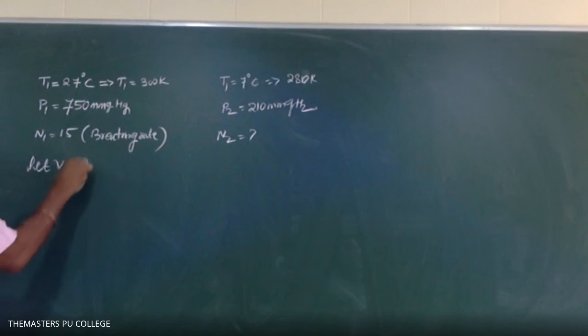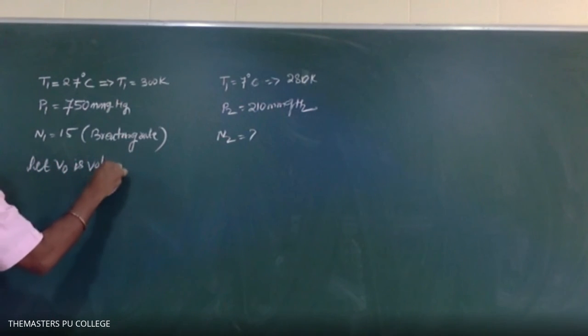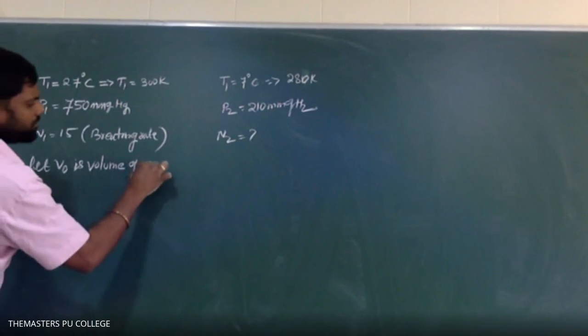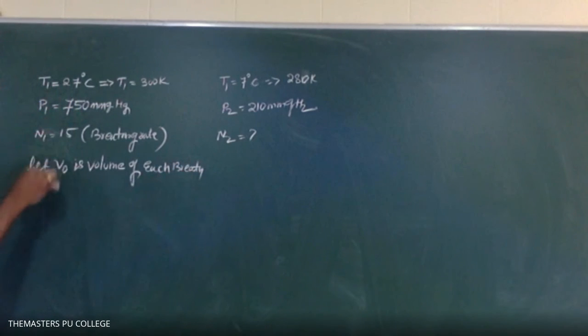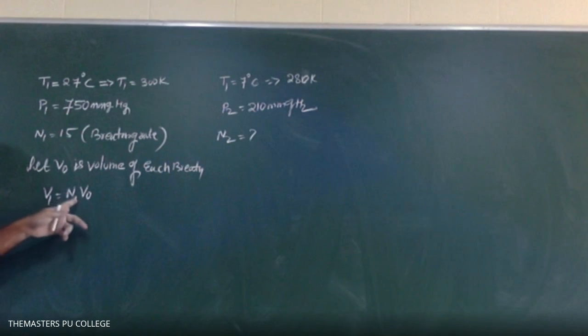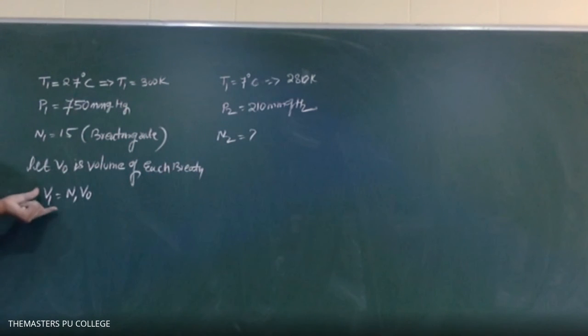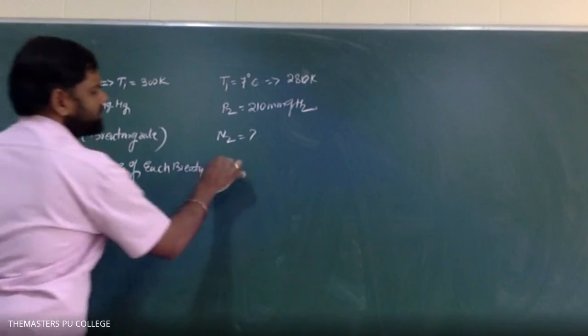Let V0 be the volume of each breath. Then V1 is equal to N1 into V0: number of breaths per minute into the volume of air taken each breath. This is per minute. He has to intake this much volume of gas. V0 is the volume of gas taken in for each breath, and N1 is the number of breaths made in 1 minute. Similarly, V2 equals what can I write?